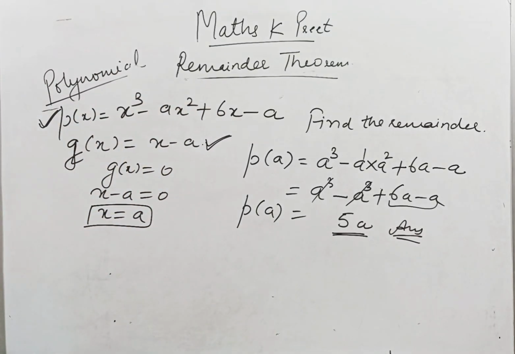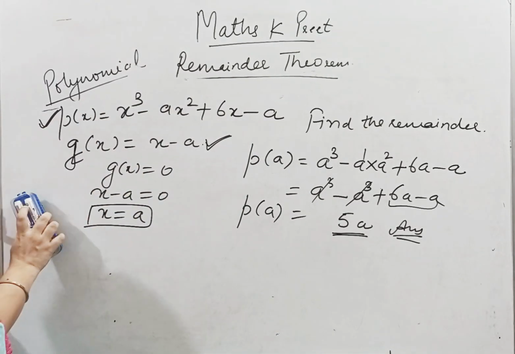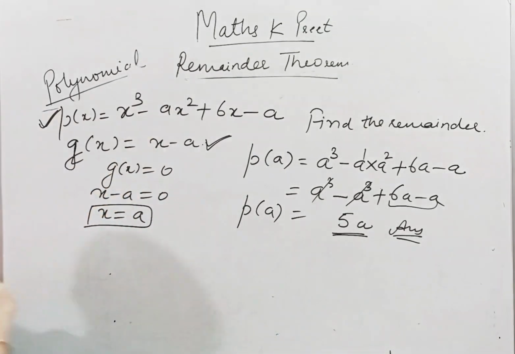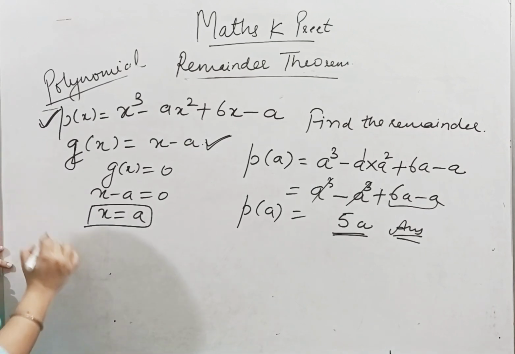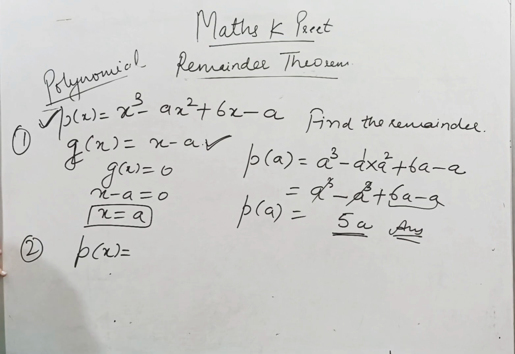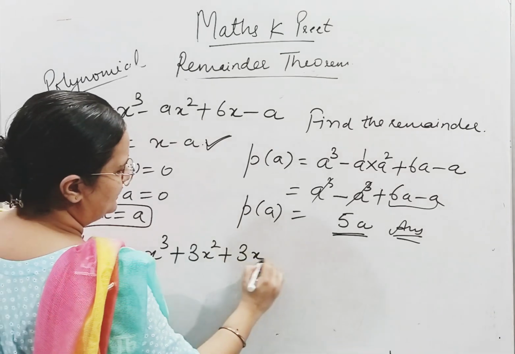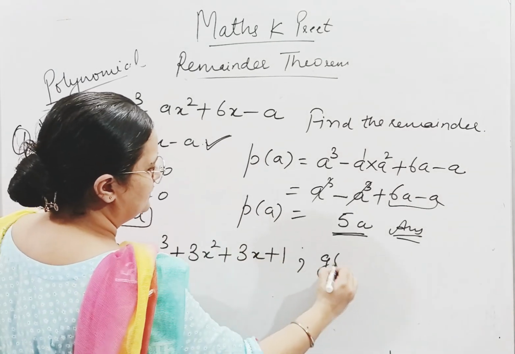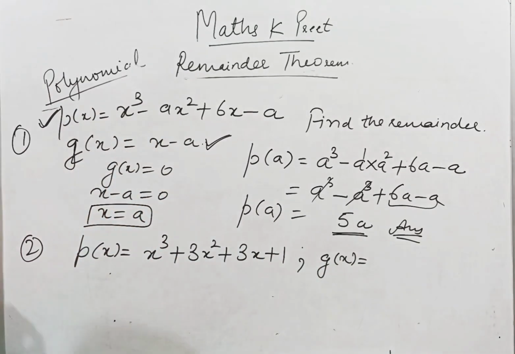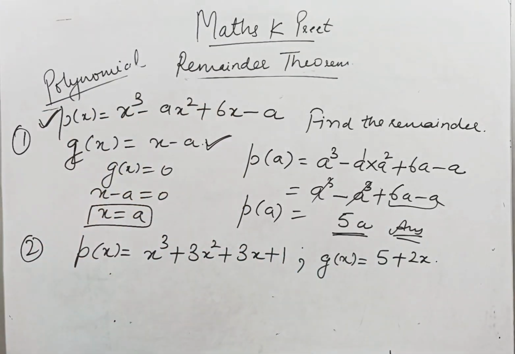So the result from the remainder theorem has been applied here. Let's see one more example. Let me write here. If I have the polynomial p of x is equal to x cube plus 3x square plus 3x plus 1 and g of x is equal to 5 plus 2x, and we have to find the remainder here.